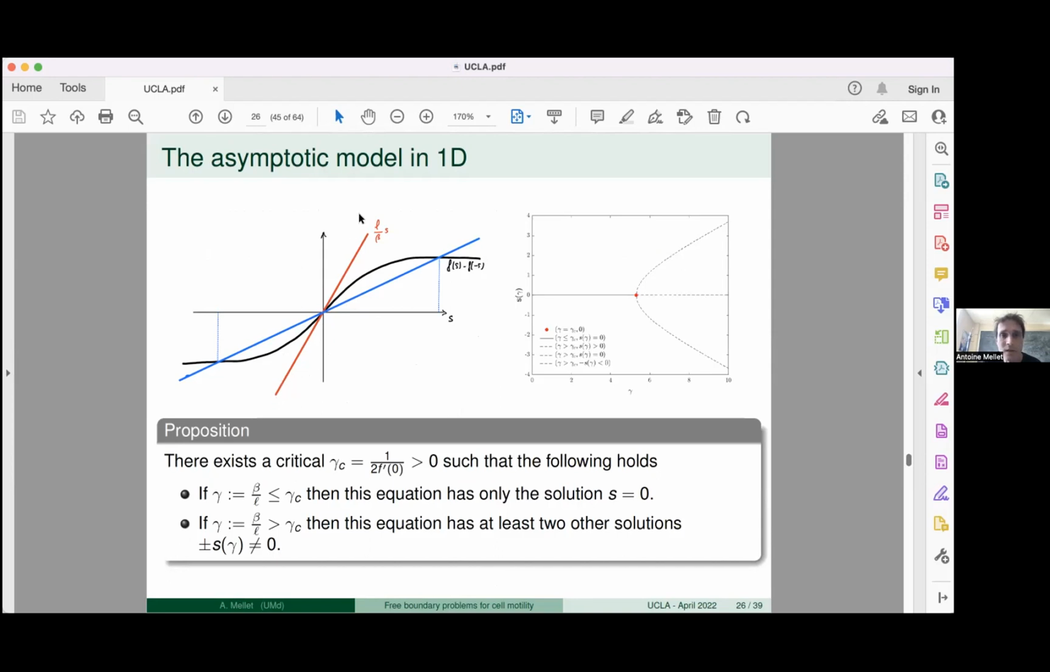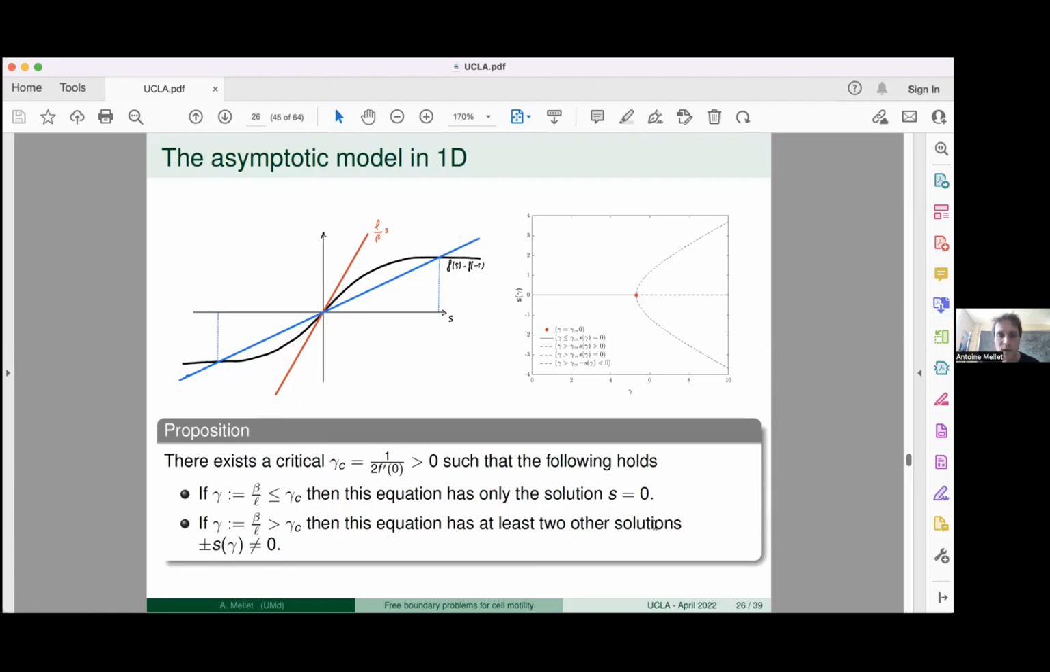And you see that if this slope is large, like it is with this red line here, there is only one point, which is at 0. But if the slope is smaller, like in those blue lines, there might be 2 more solutions, right? And so what you can see is that there is a critical value, gamma c, such that if the ratio beta over L, so here it's L over beta, now it's beta over L, is small, which is the red line here, there is only one solution, which is S equals 0. But if beta over L is large, and again, beta over L is going to measure somewhat the importance of this destabilizing potential phi, there are at least 2 other solutions.